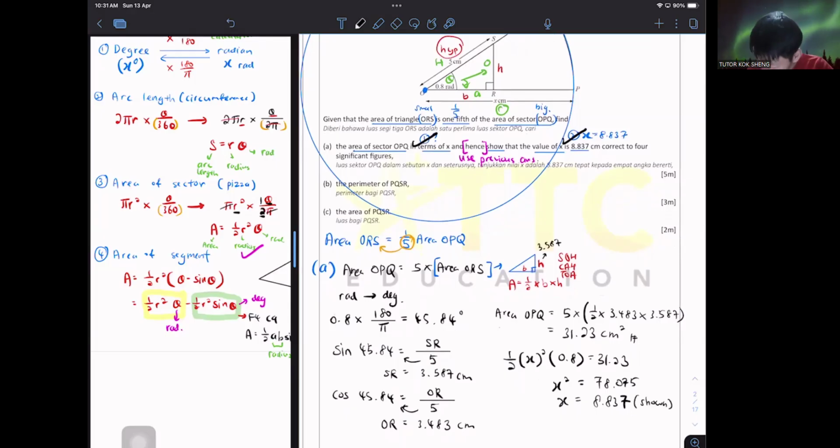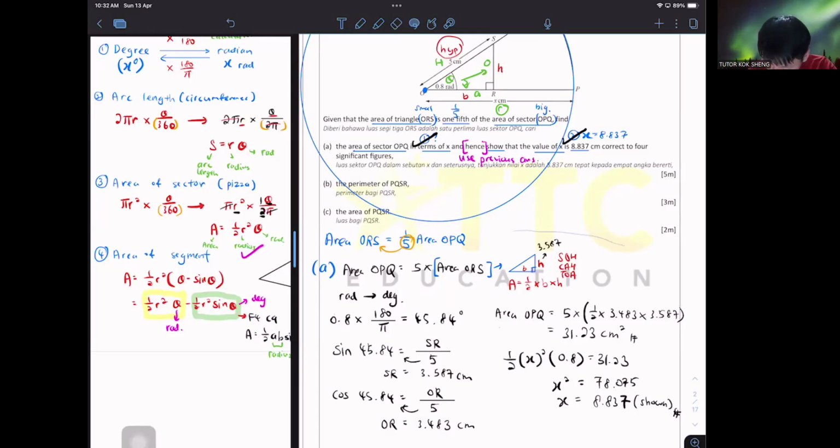Right, settle. No issue. I think because of the area OPQ, we should go for more decimals actually. Okay, never mind. Next time we put 4 decimal, I mean 4 significant figures. This is already 4. Okay, never mind. Next time we should put more decimals. Okay, settle already. 5 marks.